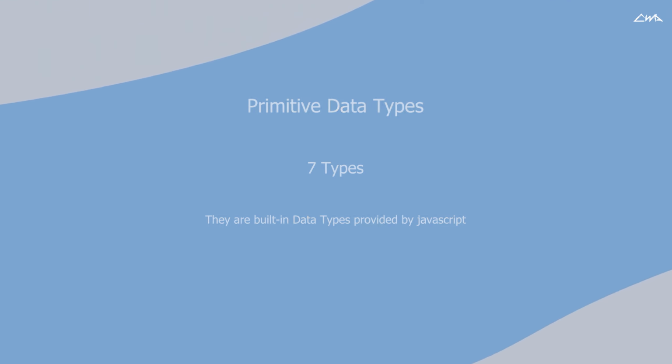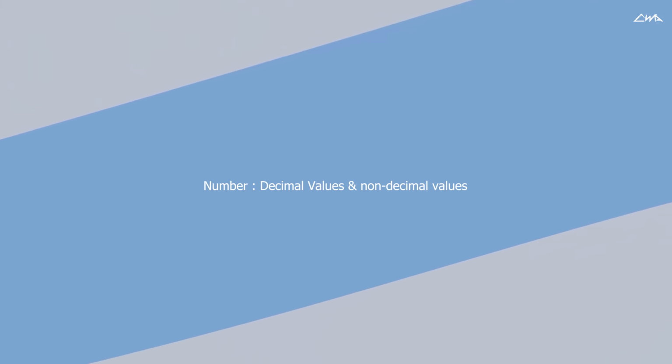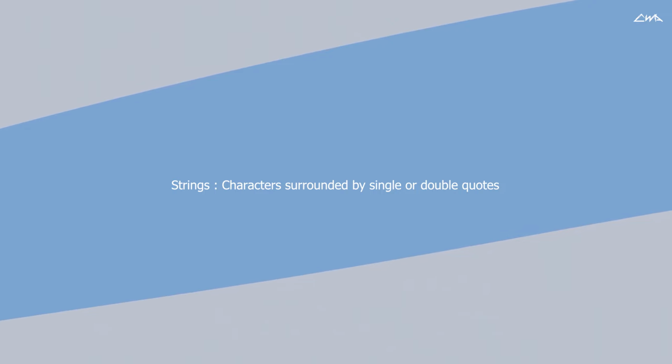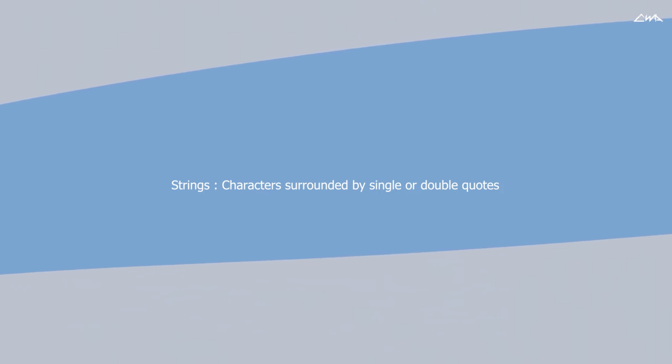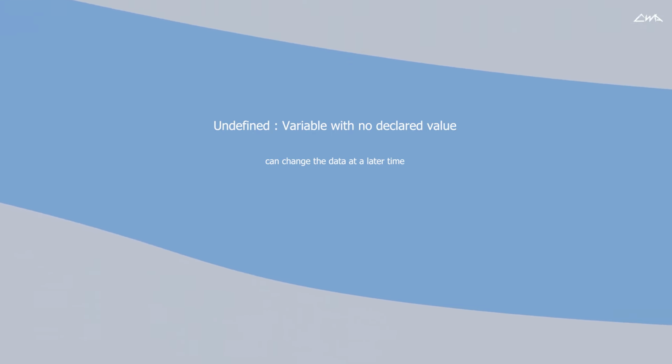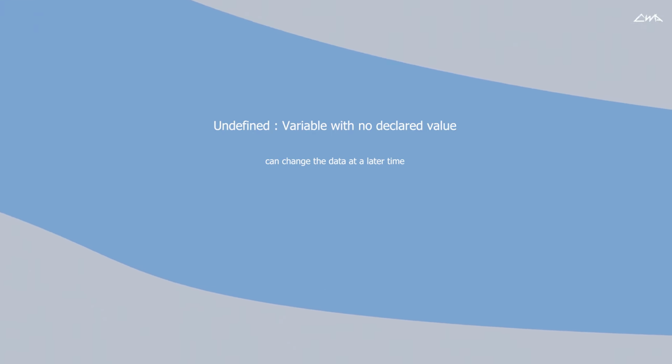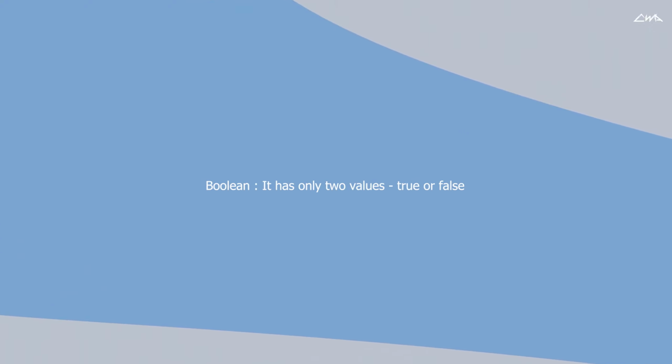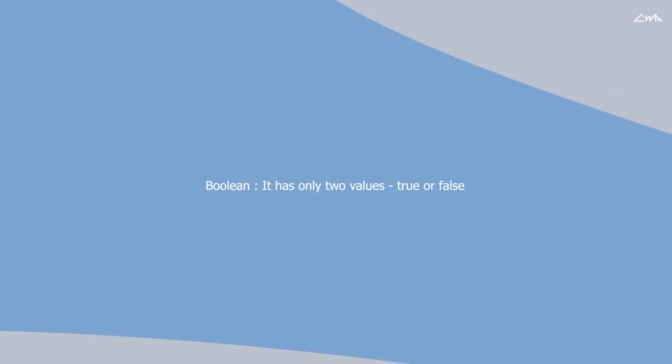The first one is number, which includes decimal values and non-decimal values. Then we have strings, characters surrounded by single or double quotes. The next is undefined, a variable with no declared value, although you can change the data at a later time, or it can also be used as a blank variable. Next we have boolean. It has only 2 values, true or false.